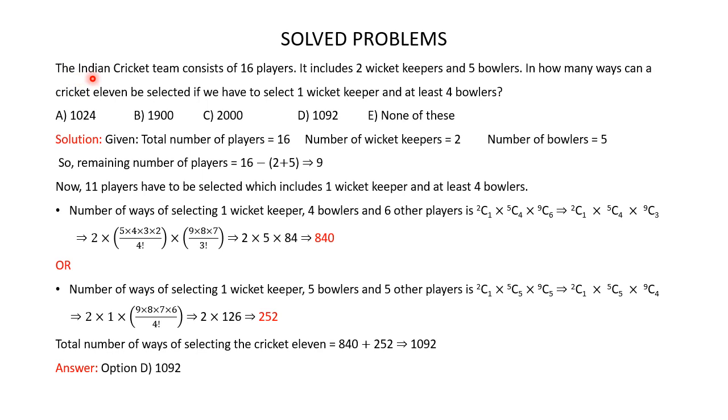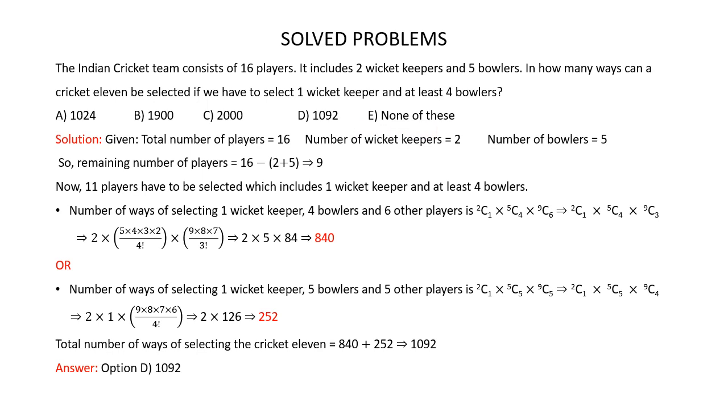The Indian cricket team consists of 16 players. It includes 2 wicket keepers and 5 bowlers. In how many ways can a cricket 11 be selected if we have to select 1 wicket keeper and at least 4 bowlers? Here you are given 5 options and you have to find out which of these options is the correct one.